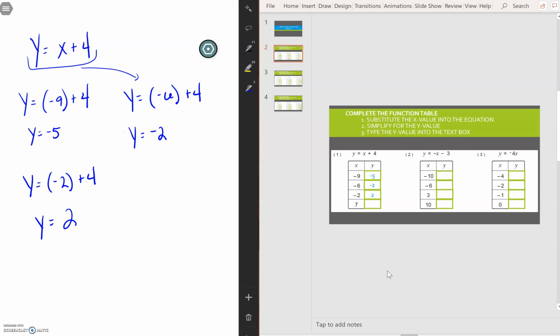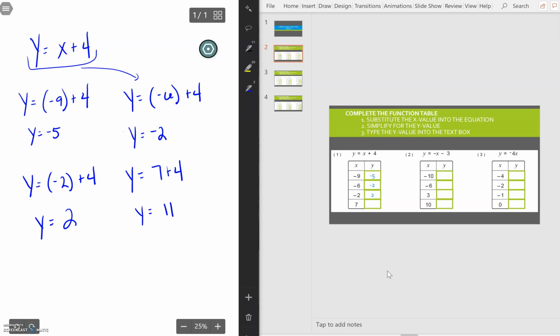All right, and our last one for this first problem. What does y equal when x equals 7? So y equals 7 plus 4. And what is 7 plus 4? 11. So we're going to come to our table, select the box, and type in 11.